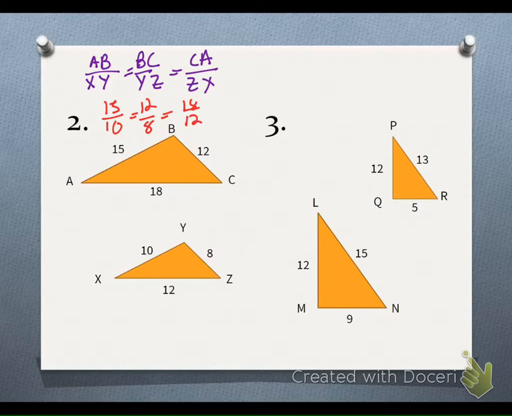So now we're going to go through and see if we have enough information to see if the ratios are similar. So what goes into 15 and 10? How many times does 5 go into 15? 3. How many times does it go into 10? 2. What goes into 12 and 8? 4. How many times does 4 go into 12? 3. How many times does it go into 8? 2. Okay, what goes into 18 and 12? 6. How many times does it go into 18? 3. How many times does it go into 12? 2.